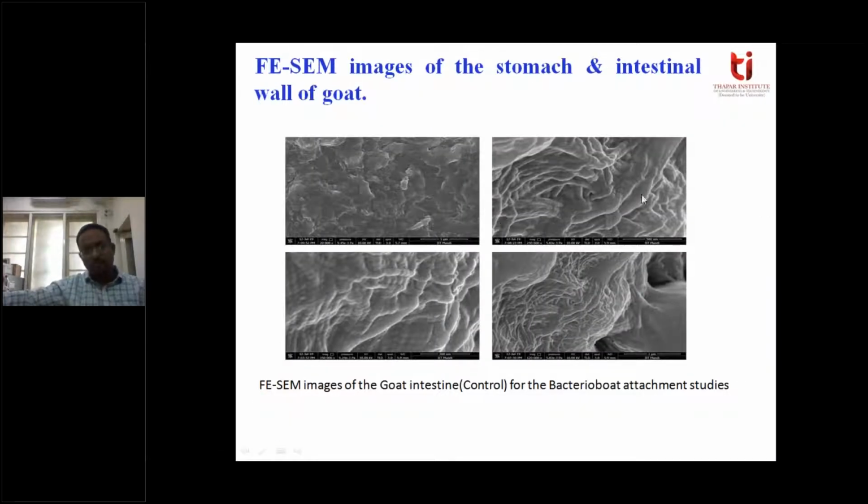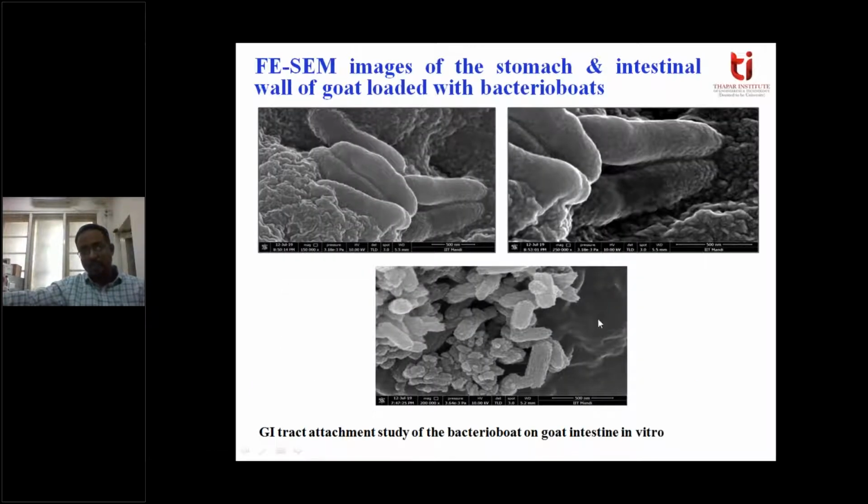So this is just some more elaborative images. This is basically the stomach and this is intestine, where you can see those finger-like projections. These are using goat intestine and goat stomach. And so when we applied those bacteria, you see the absorption. This is on the intestine and this is on the stomach. So you see the absorption of the bacteria on those organs.